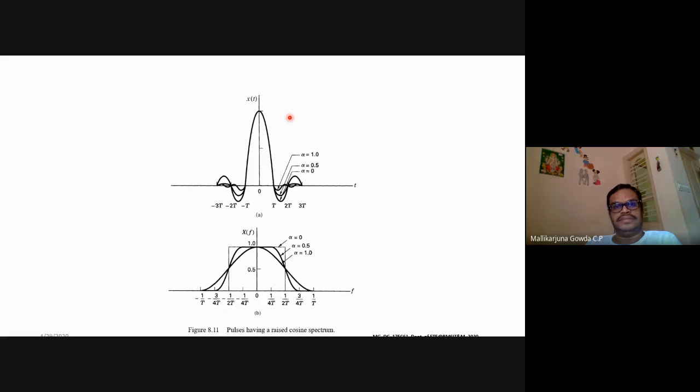So this is the raised cosine pulse. This is in the time domain and this is in the frequency domain.